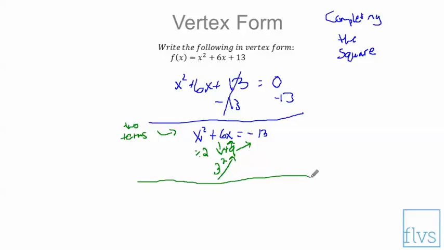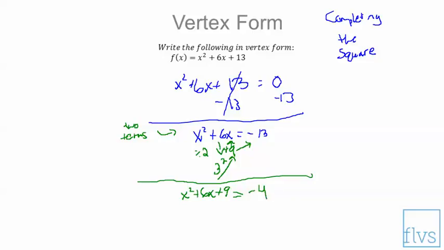So again, to recap, I divided the 6 by 2, and I got 3. And then I squared that number to get 9, and I'm going to add it on both sides. So I'm going to end up with x squared plus 6x plus 9. Don't add the 9 to the 6x because you can't. They're not like terms. Equals, and then you had your negative 13. So you're negative 13, and you're going to add the 9 to it, and you end up with negative 4.